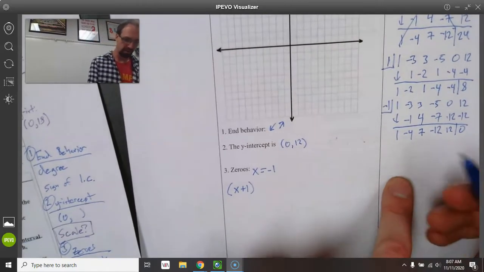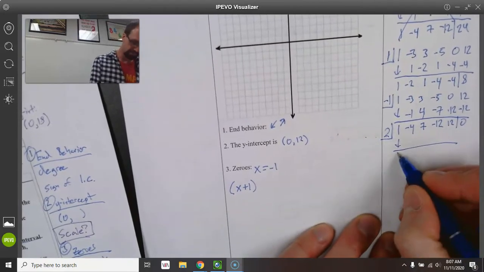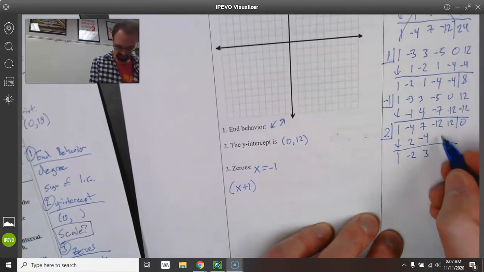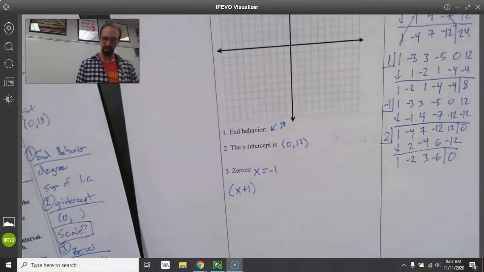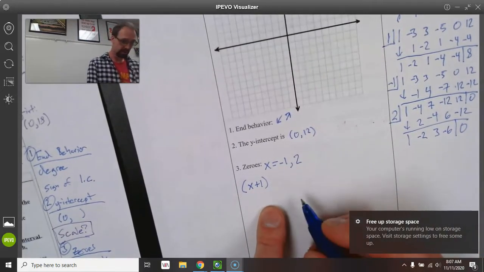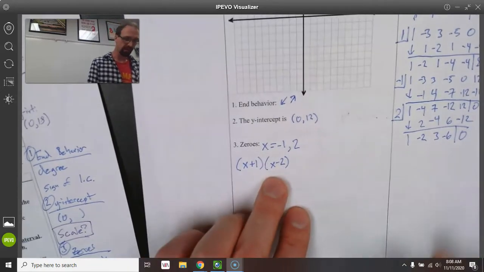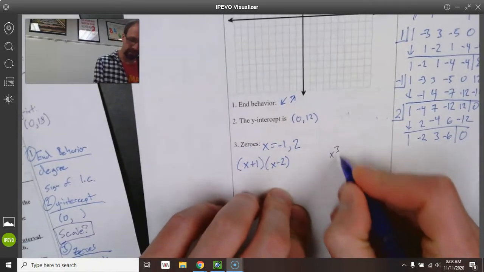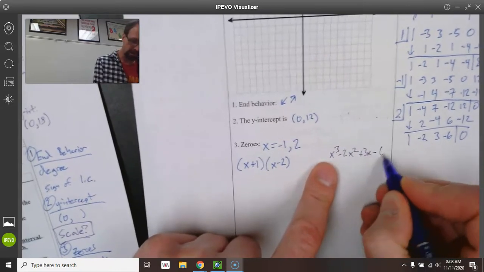I can check 2's and 3's, so now I'm going to check +2, bring down the 1, 2, -2, that's -4, 3 times 2 is 6, -6 is -12, that's 0. It turned out nice. That gives me another 0, -1 and 2, and then, sorry about the jump, x minus 2. So now I have x cubed minus 2x squared plus 3x minus 6.